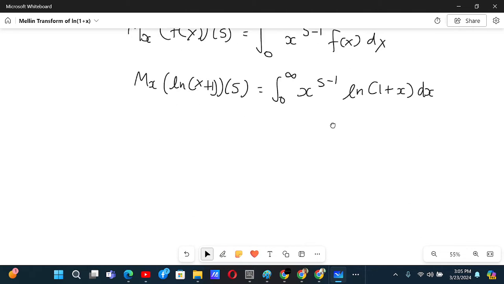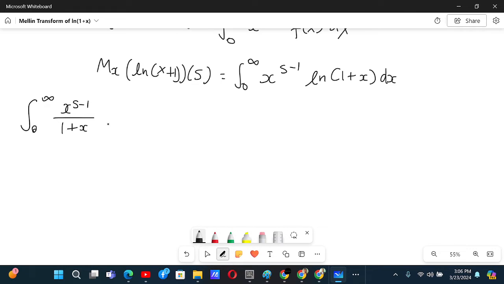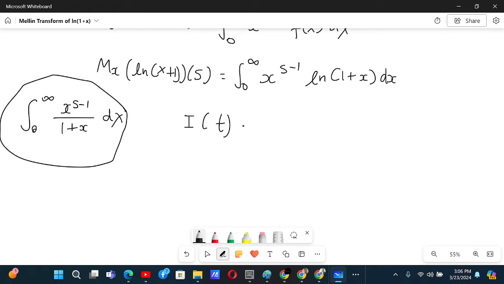Now how do we proceed? If you stop for some time and observe the problem, you can notice that if we are able to differentiate the expression and get something like x to the power s minus 1 by 1 plus x, we will be able to use the beta gamma function and solve it easily. So you can use Feynman's technique and differentiate. There might be other ways too, but this is one of the ways that can work.